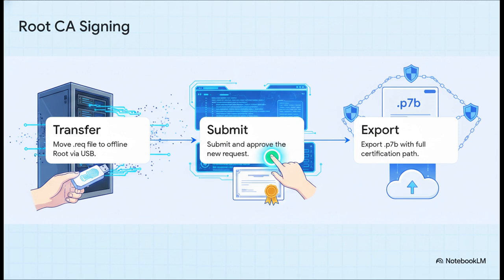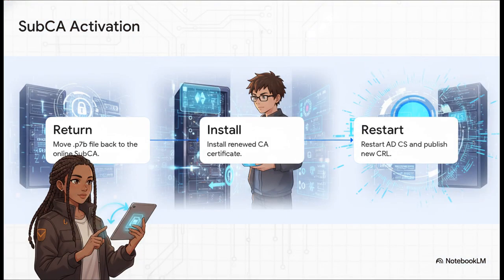Now, when you export this freshly minted certificate, you have to make sure you select the PKCS #7 format. That's the .p7b file, and absolutely check the box to include the full certification path. This ensures your sub-CA has everything it needs to natively build its trust chain when you boot it back up. Finally, you sneakernet that P7B file right back to your online Subordinate CA.